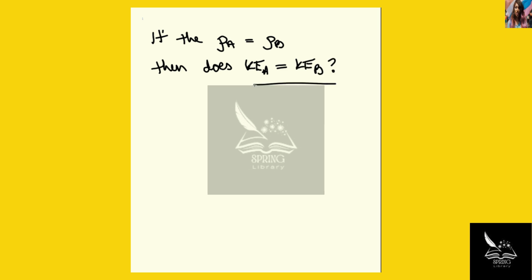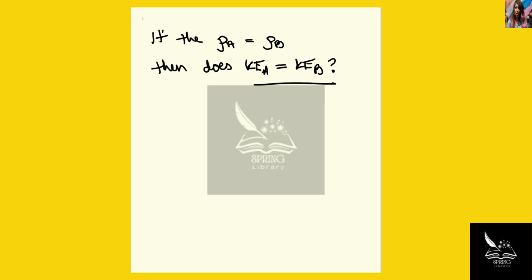If the momentum of object A is equal to the momentum of object B, then does kinetic energy of object A have to equal kinetic energy of object B? And to show whether this is true or not, one way is to either prove generally whether it's always the case, or generally whether there's a case where it's not true, and then you have your answer.